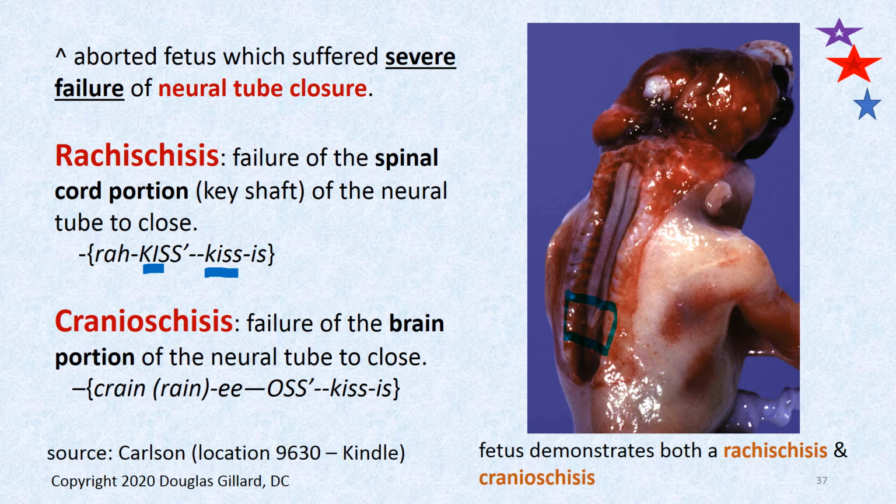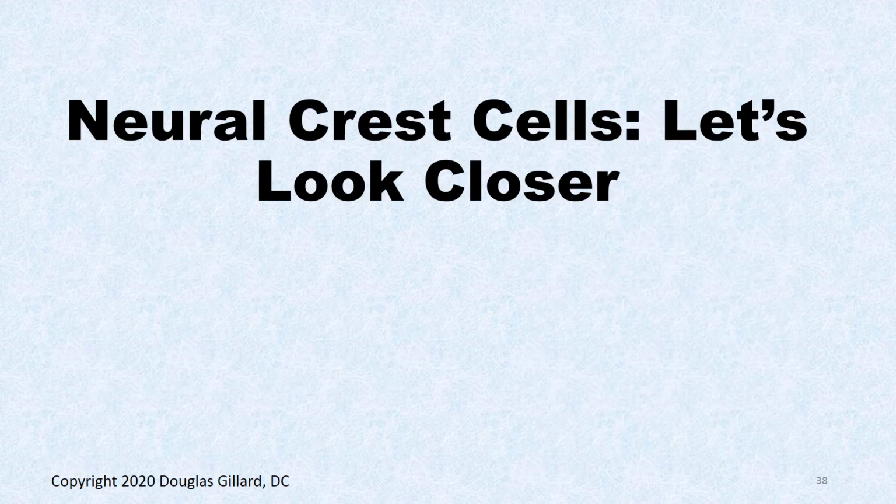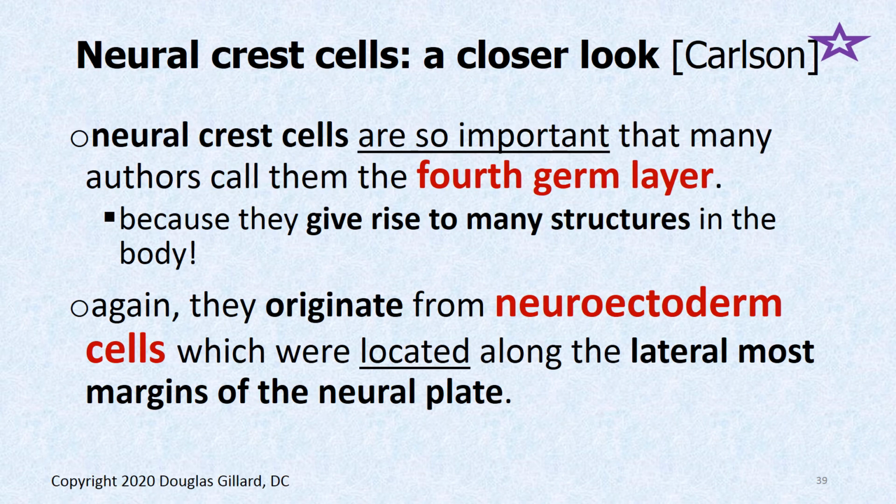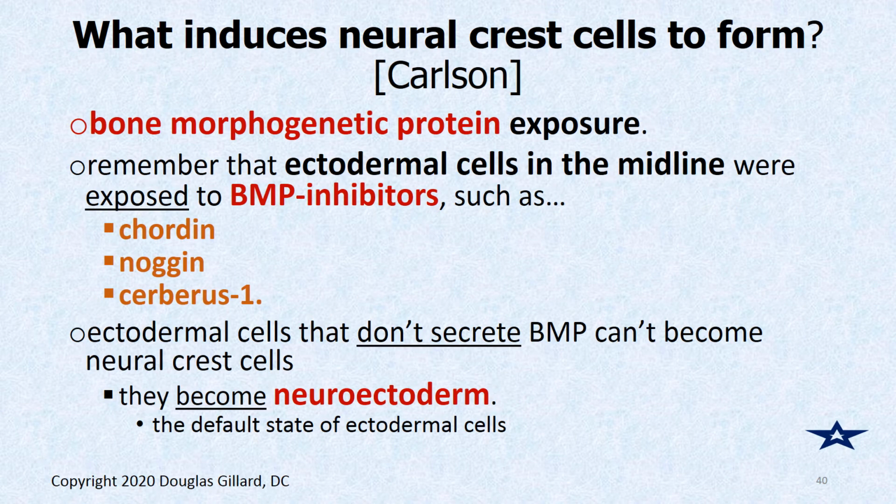Craniorachischisis is when part of the skull doesn't form and you can see the brain. Both of these are no good, right? All right, now let's get into these neural crest cells, again called the fourth germ layer. They're so important. They arise from neuroectoderm cells that were modified at the last second.